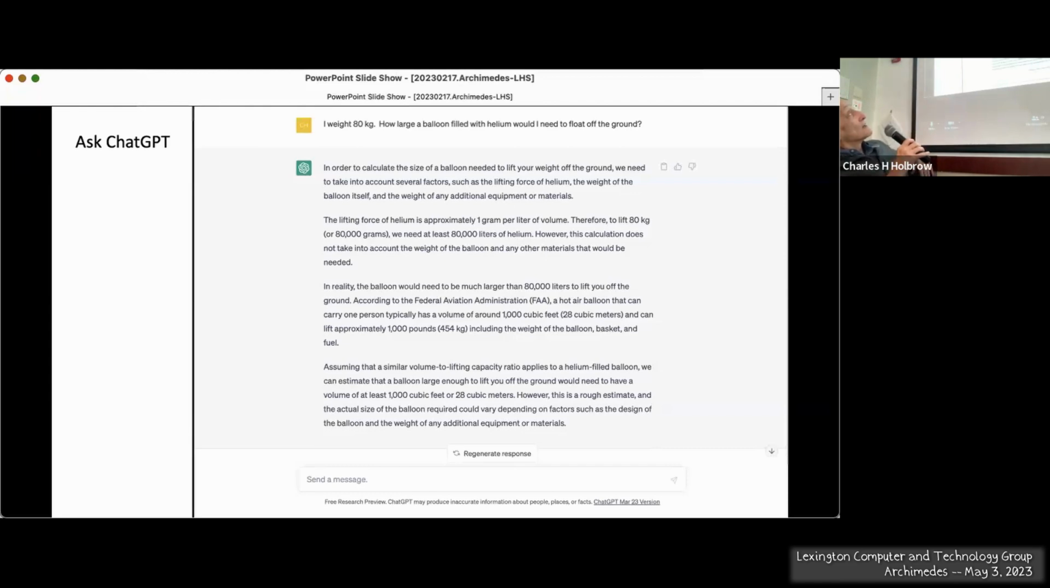And it replies, in order to calculate the size of a balloon we need to lift your weight off the ground, we need to take into account several factors. I like that. Very judicious. Such as the lifting force of helium, the weight of the balloon itself, and the weight of any additional equipment or materials. So you see, he's not using physics balloons. It's engineering balloons.